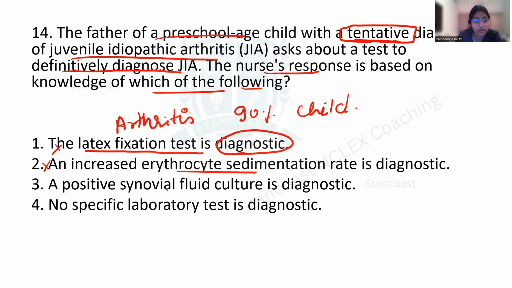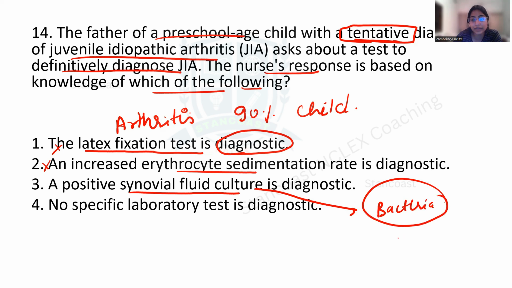Option 3 says a positive synovial fluid culture is diagnostic. Now, positive synovial fluid culture means that there will be some presence of bacteria. Now, presence of bacteria indicates septic arthritis. But in the question, there is no hint of septic arthritis. So checking the synovial fluid culture is done in septic arthritis, not in juvenile idiopathic arthritis.